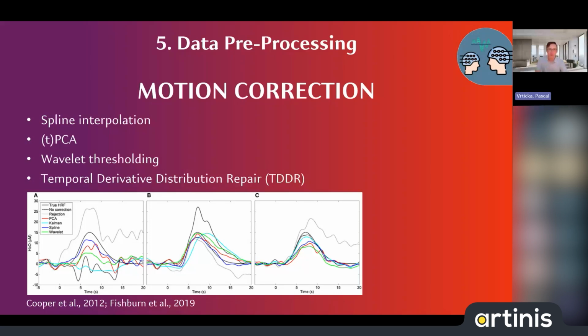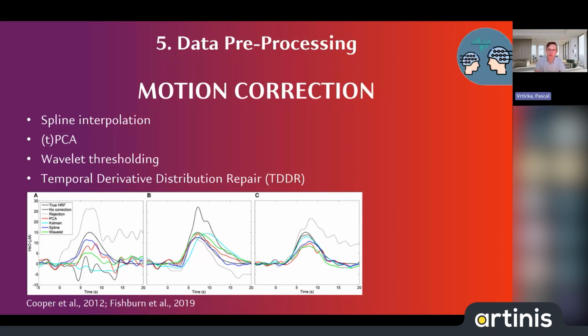But in the wavelet thresholding, or in wavelet-based methods, you are decomposing the data into different frequency bands, and then you remove certain frequencies by assuming that you have more noise in certain frequencies than in others. But if you actually have data in some frequencies that are deemed to be noise, then you can remove that data. And then, of course, that's not really what you want. Temporal derivative distribution repair computes the temporal derivative of the data, and then you use that to remove some bad signal. And again, this of course has different assumptions and might do different things to your data.